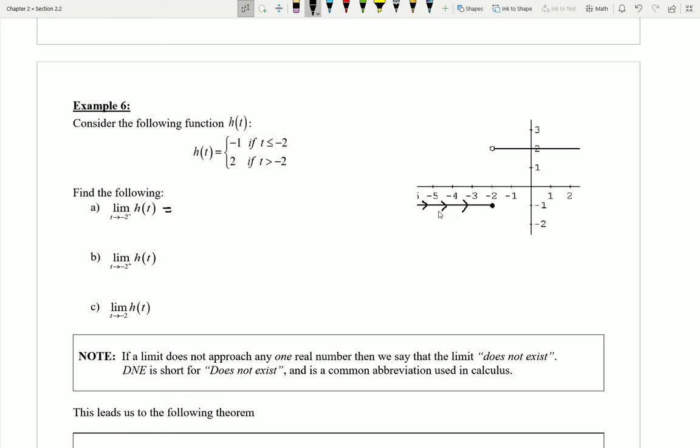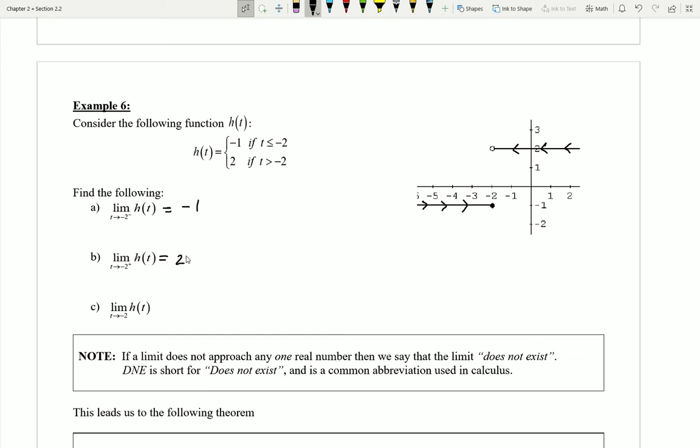And as I move this direction, what y value does it look like I'm being led towards? Well, it looks like the y value of -1. What about, though, if I approach -2, little positive sign, so that's from the right? Well, that would be coming from this direction, which means I'd be on this piece of the function. And where am I headed? What y value does it look like I'm being led towards? That's a y value of 2.